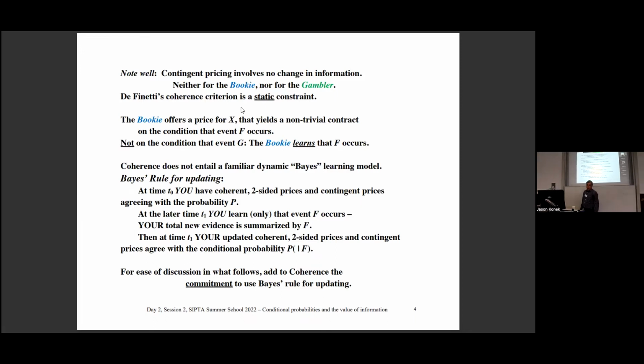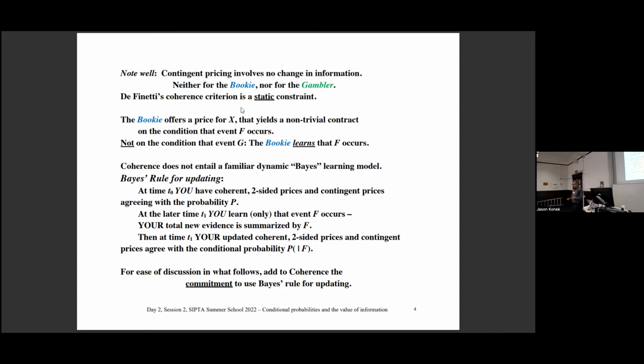Now, I want to use this to remind you of something that is not part of de Finetti's theory. Contingent pricing, the pricing you place when you're playing this game with called-off gambles, involves no change of information. You've learned nothing when you're asked to price X given B. It's all static. The bookie is offering a price for X on the condition that F occurs, not on the condition that the bookie learns that F occurs.